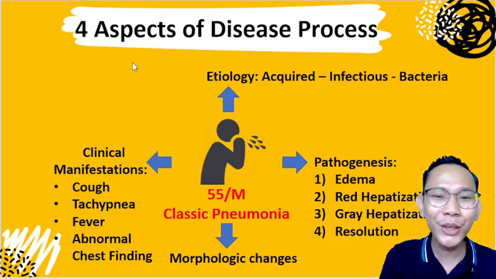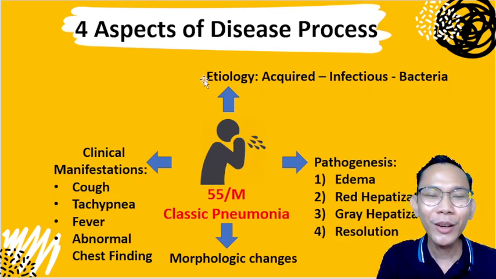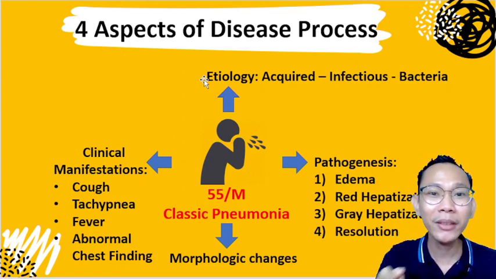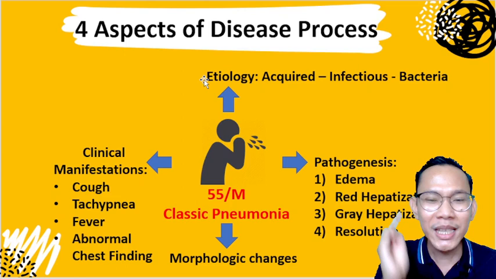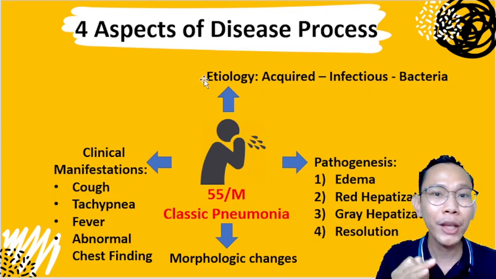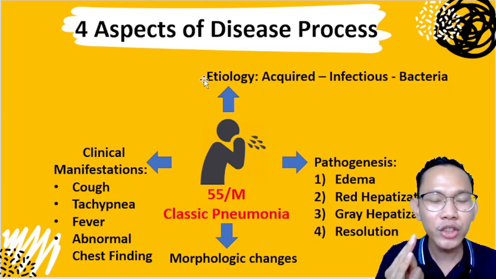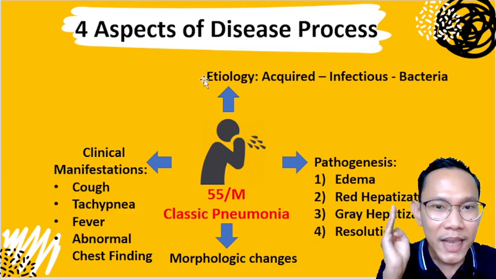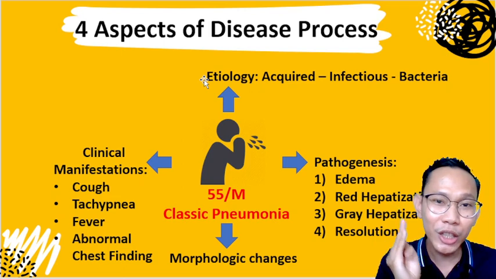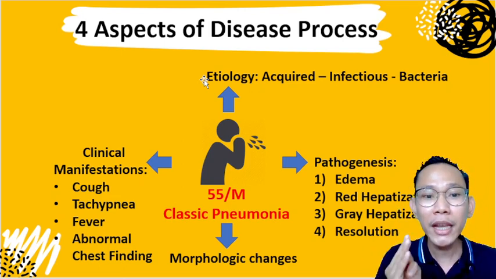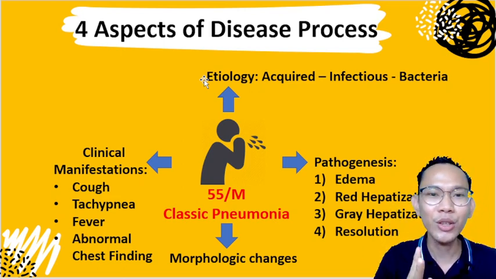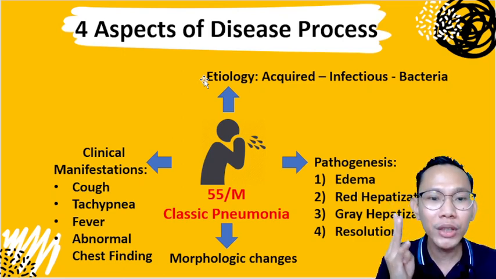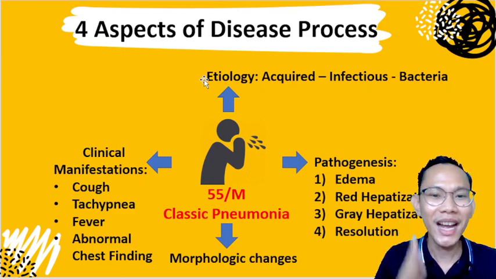So again, let's review ha. Etiology, we're talking about the cause. Pathogenesis, we are talking about the mechanism or the sequence of events brought about by your etiology. Morphological changes, we are talking about the cellular level. Anong nangyayari sa ating cells? Anong nangyayari sa ating tissues? And lastly, we are talking about your clinical manifestation. Sa clinical manifestation, this is brought about by the morphological changes na nangyayari sa ating cells.